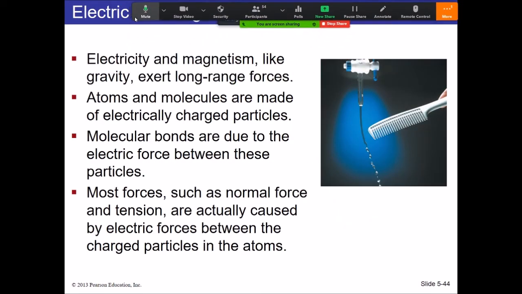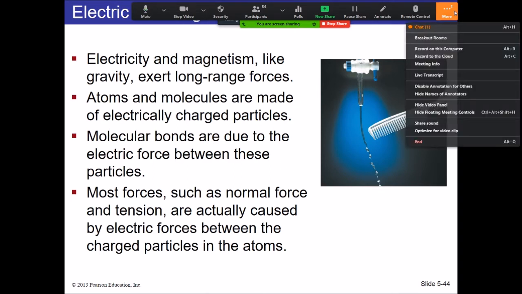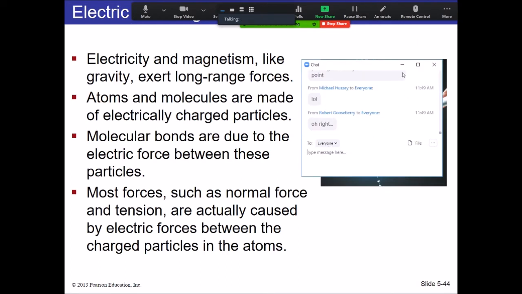Electricity and magnetism is all for 120. It is a long-range force. To my knowledge, I think there's like one time in this entire class where I will mention this. So I don't have much to say about it right now.